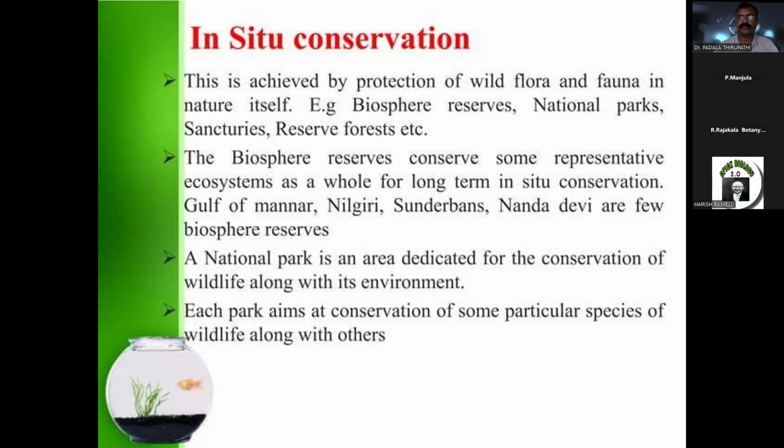Another one is the national park. In this in situ conservation, species are conserved in their protected natural habitats, that is, protected areas. A national park is an area dedicated to the conservation of wildlife along with its environment. Each park's main aim is the conservation of some particular species of wildlife along with others.